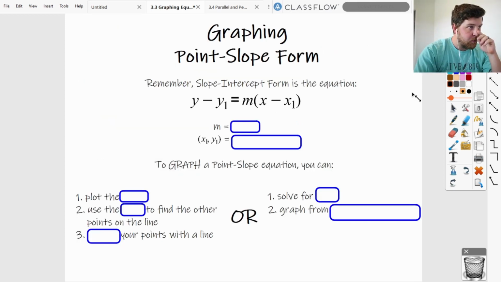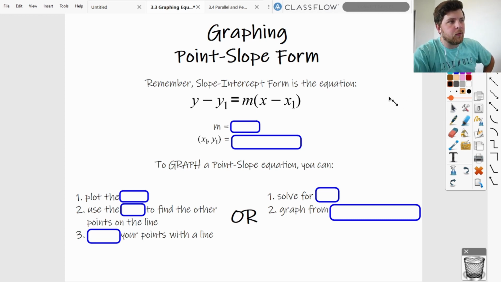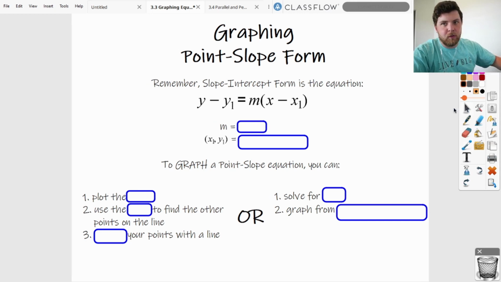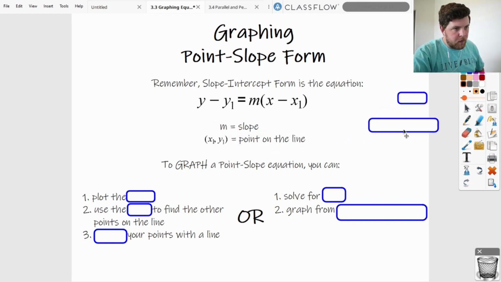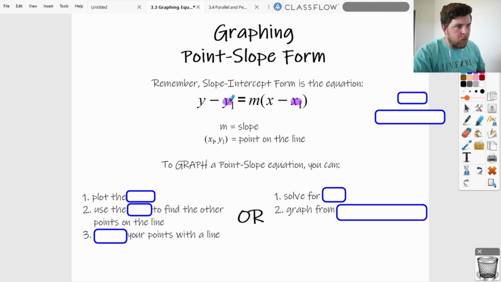So graphing point-slope is a little bit different from graphing slope-intercept, but it's really not too difficult. M still represents our slope. And then the only difference is that they have this extra point in here of x1, y1, okay?